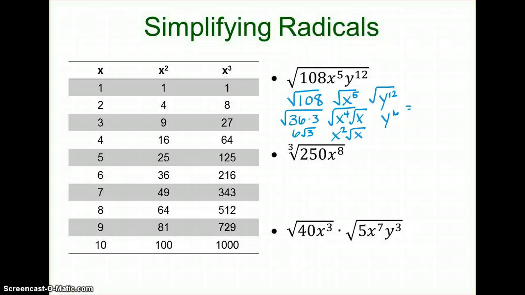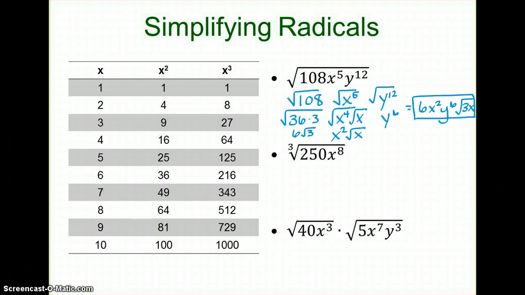Now, once we have all the pieces done, let's put them all back together. I put the outside of the radical parts here, so 6x squared y to the 6th, and then inside the radical I still have left a 3 and an x. So my final answer looks like this.